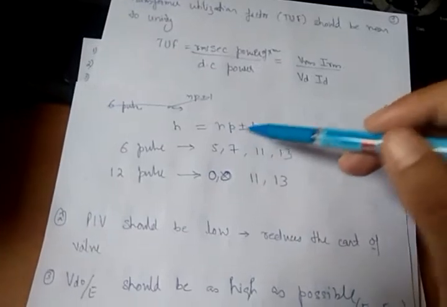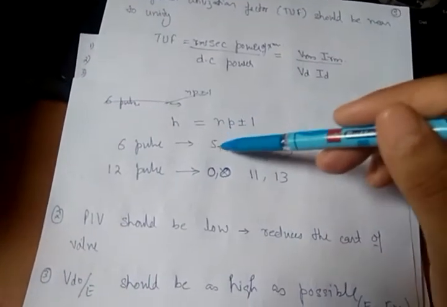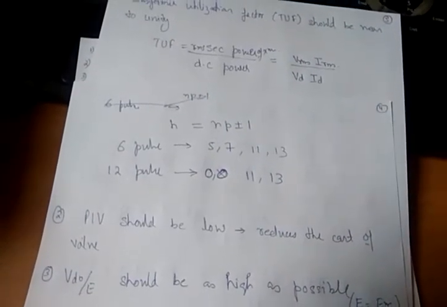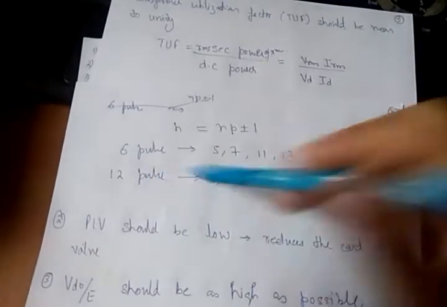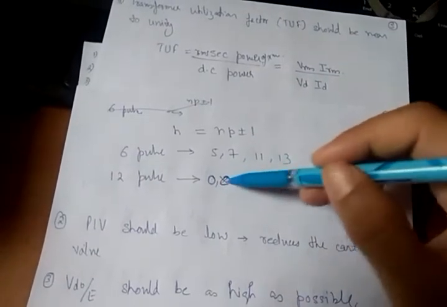Because you know the formula, the characteristic harmonic order is given by NP plus minus 1. So for a 6 pulse operation, harmonics will be of 5th order, 7th order, 11th order, and 13th order. And for a 12 pulse, it will be 11th order and 13th harmonic. This 5th and 7th will be 0. They will cancel. How they will cancel, I will tell you.